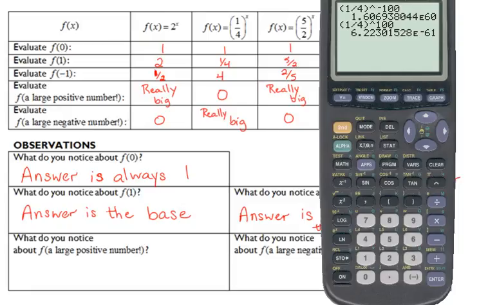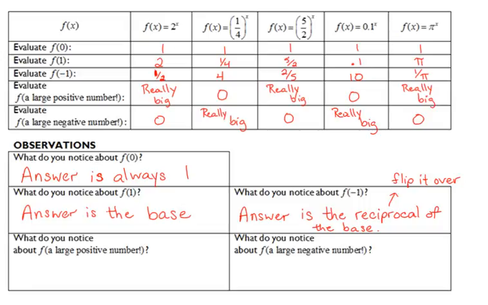So let's see if we can group these. We have 5 functions. Do you see a trend? Can we pair 3 of them in one group and 2 of them in another group? And what's the difference between the two groups based on the positive and the negative thing right there? Okay?